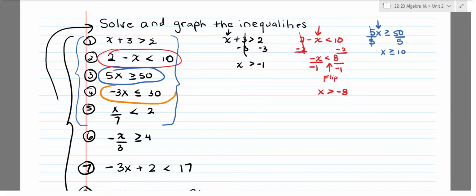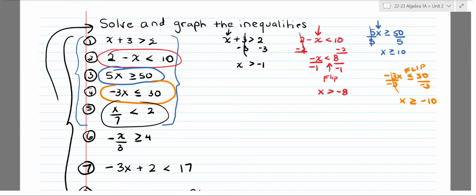Right, this one, negative 3x less than or equal to 30. We're dividing by a negative 3. When we divide by a negative 3, we have to remember that the sign is going to flip. So this is going to be x greater than or equal to negative 10. Okay, that one is done.